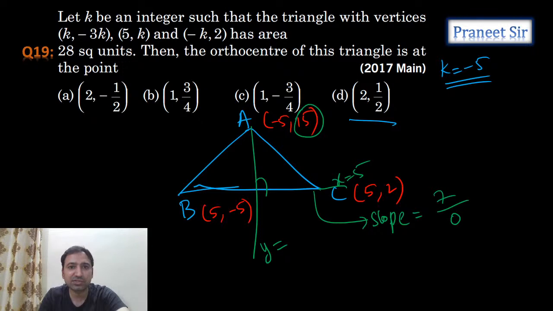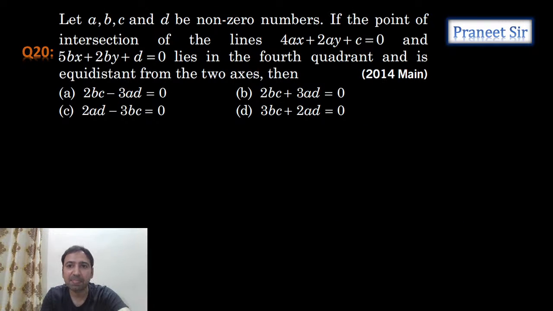If I take k equals minus 5, the vertices are also correct. If these vertices are correct, but the answer is not matching. Okay, chalo guys, let's leave this question. Maybe some mistake might be there. So chalo, let's go to the next question.